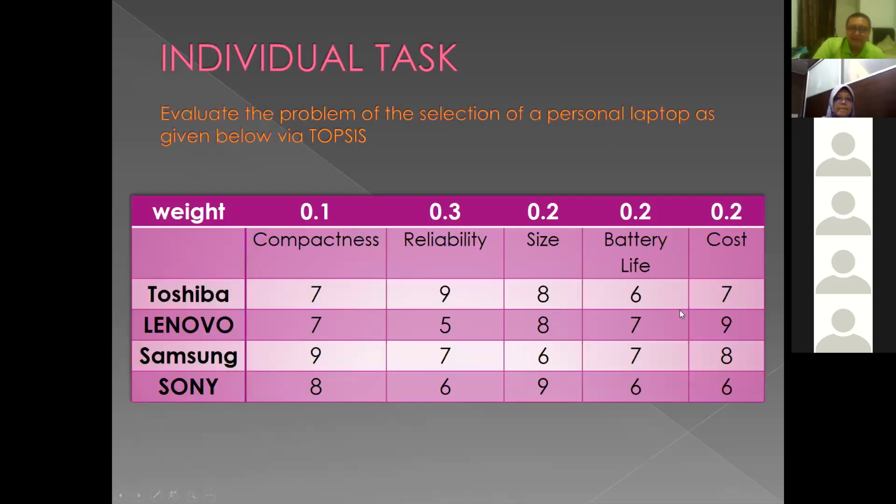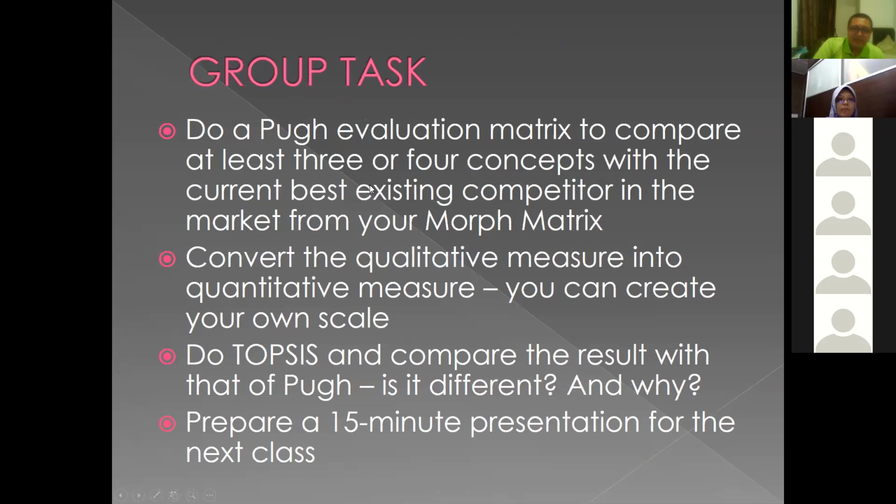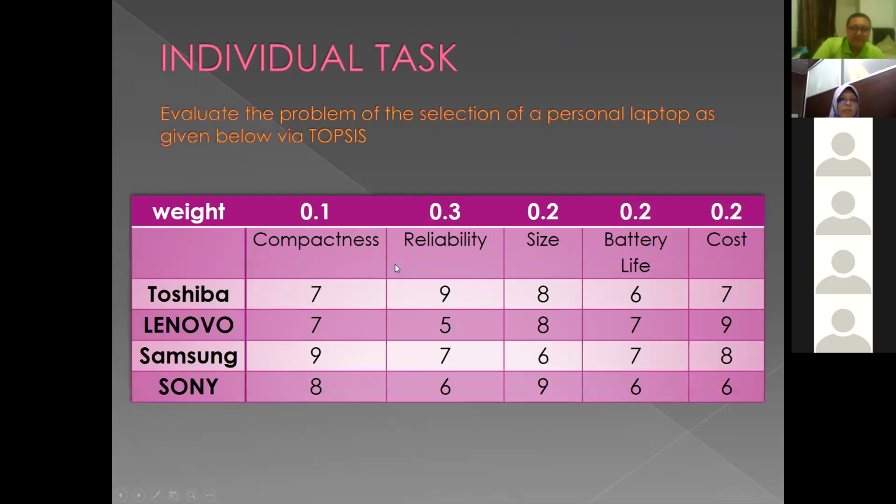And then for this, you have individual tasks as well as a group task. The group task is for your project. And this one is the individual task. I want you to evaluate the problem of the selection of a personal laptop as given below using TOPSIS. Okay, this is the problem. I give you one week from now to do this part.